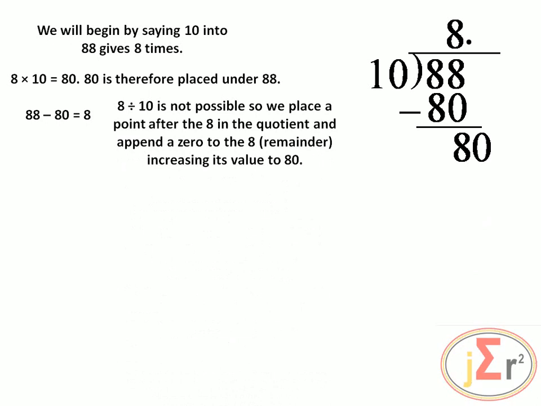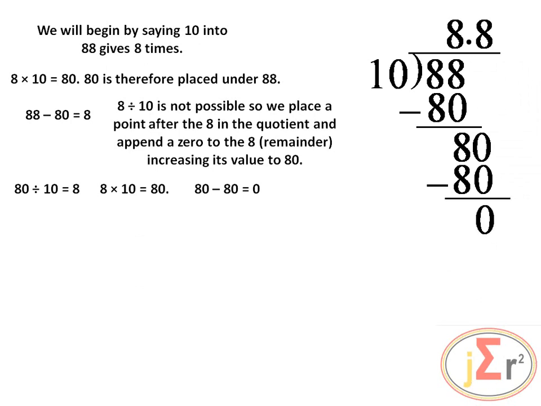And then what do we say? 10 into 80, or 80 divided by 10, and that is equal to 8. And then we say 8 tens, 80. Right. And, of course, subtract 80 from 80, and the result is 0. So our division is finished, and we have 8.8. That is our answer. The answer is 8.8.